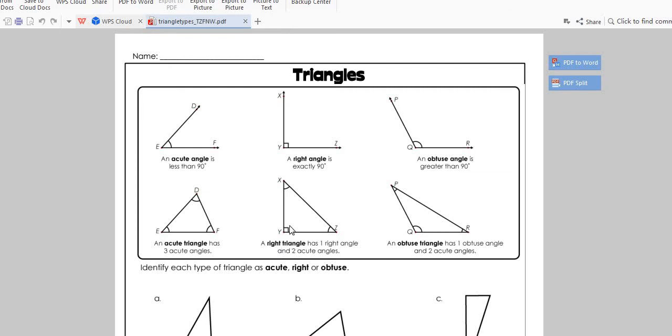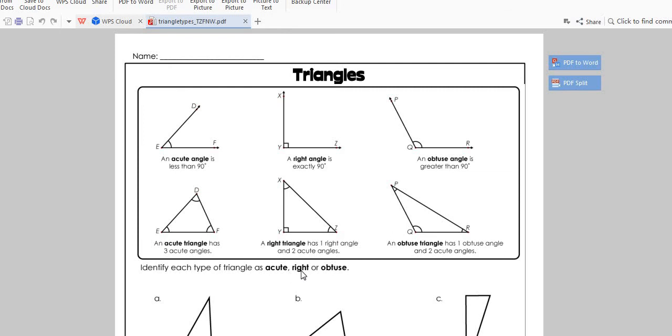This is 90 degrees, and I also have 2 acute angles here. So this is called what? This is called right triangle. Okay, the obtuse triangle. When can I say this is an obtuse triangle? If you have one obtuse angle and 2 acute angles, it's called obtuse triangle.